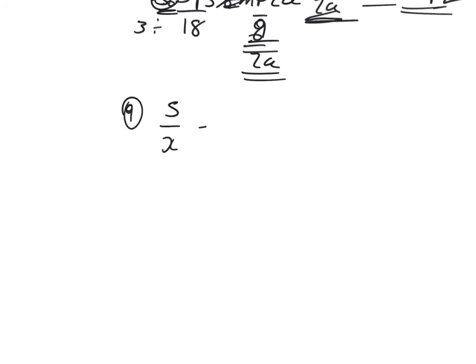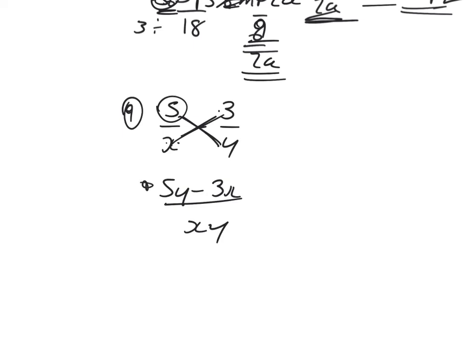Okay, example 9. 5 over x minus 3 over y. Start at the top left hand side, kiss and smile. 5 times y is 5y, minus 3 times x is 3x, over x times y is xy. Can I factorise the top? No, I can't. Final answer.